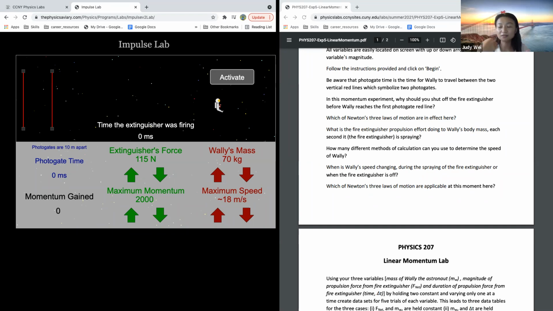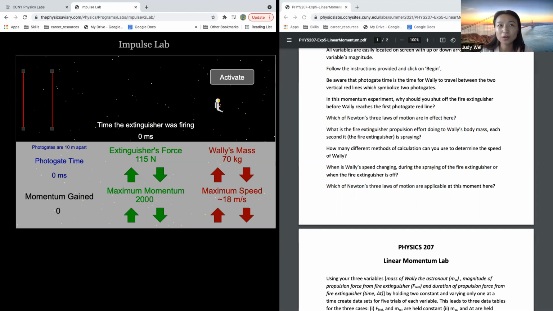The first law: an object at rest stays at rest, and an object in motion stays in motion. Second, F equals ma. Third, for every action, there's an equal and opposite reaction. Right, that's correct. Thanks, Sophia. So yeah, those are the three laws.